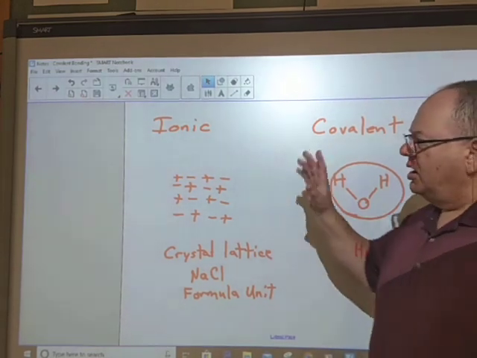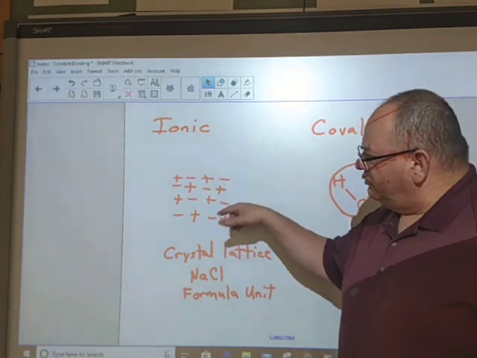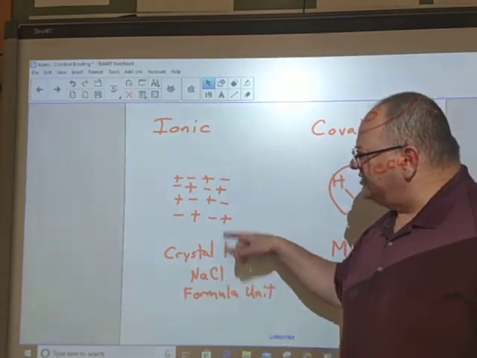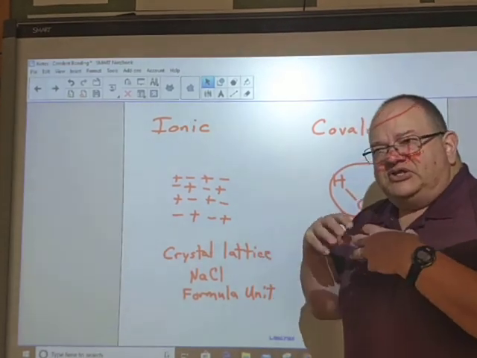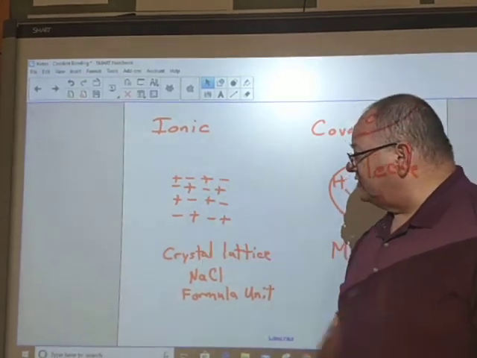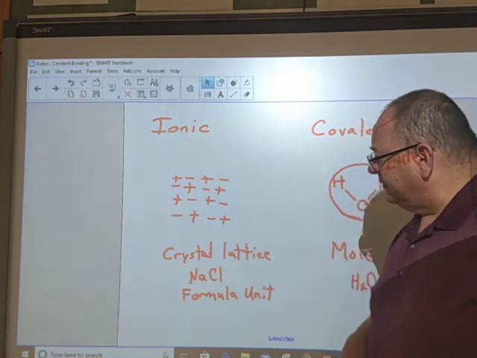Just to compare, in the last chapter when we talked about ionic bonding, we said we get these positive ions and negative ions, and they're all locked together. Remember, they fit together in the simplest ratio. For every positive, there's a negative. For every negative, there's a positive. But really, the entire crystal is kind of bonded together.